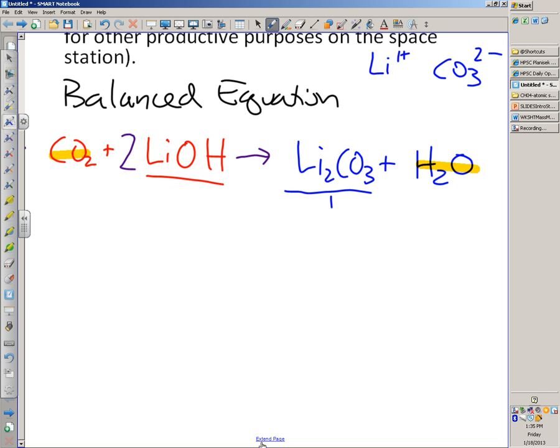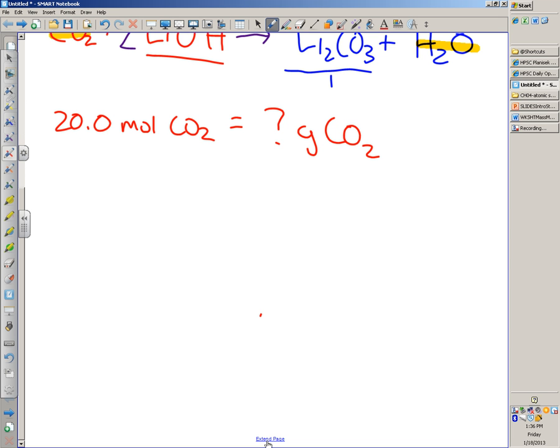In an average day, a person will exhale about 20 moles of carbon dioxide. That doesn't mean much to you, probably, right? So let's put it in terms that we can understand. Like, how many grams of carbon dioxide is that? So this is a conversion problem, just like the other conversion problems that we've been doing.